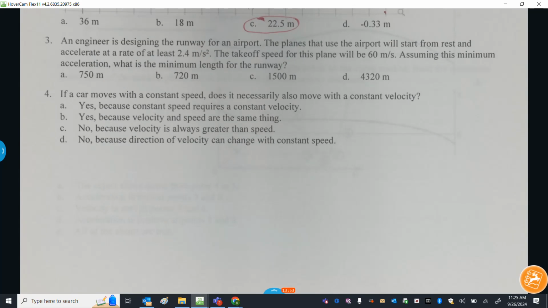And so the answer to number 4 should be answer choice D. No, because the direction of velocity can change with constant speed. It's possible for you to ride a bicycle at 6 miles per hour and turn and stay 6 miles per hour the whole time, but if you turn, you have accelerated. Okay, you have changed your velocity. It's a vector. So just make sure that you know that turning is accelerating.